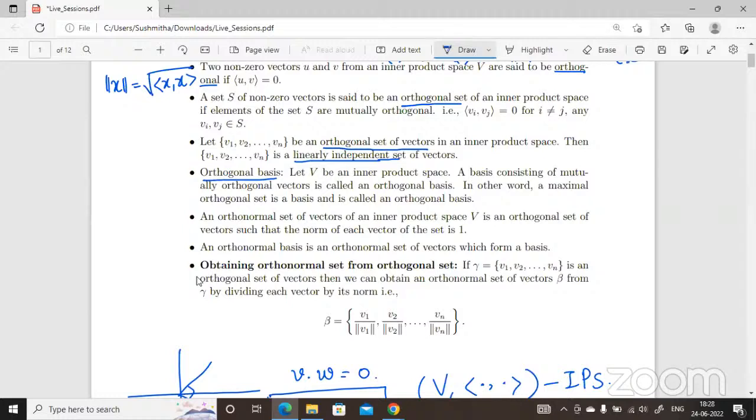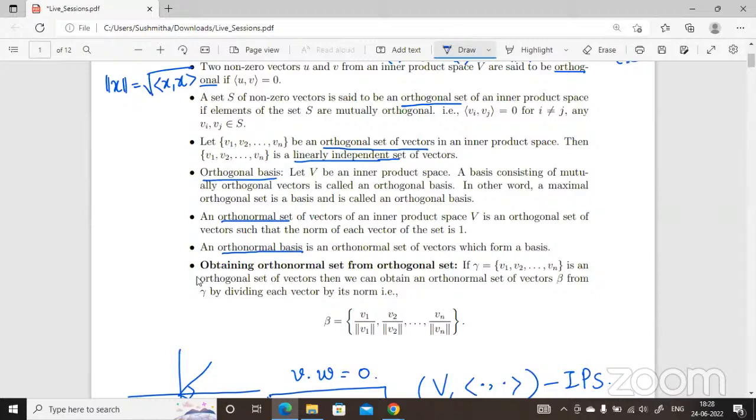Okay, fine. What is an orthonormal set? As already told, it is an orthogonal set where every vector is a unit vector. The norm of every vector is 1. And you have the concept of an orthonormal basis. Again, it is a basis which is also an orthonormal set.